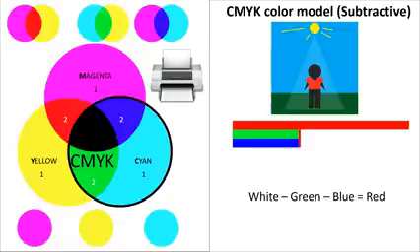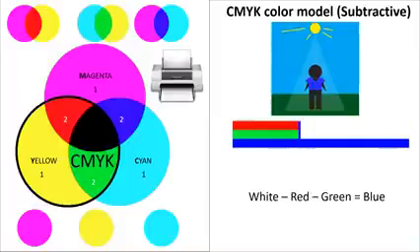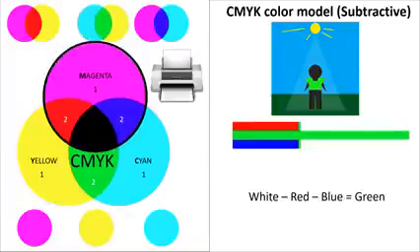Now for clarification, let's look at a little bit of a different example. So if our shirt is blue, then it would absorb all the colors that hit it except for blue, and we'd see blue. White minus red and green equals blue, subtractive. And finally, if we were wearing a green shirt, then the equation becomes white minus red and blue equals green.